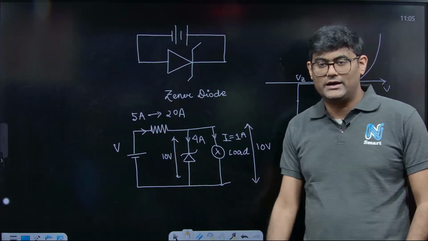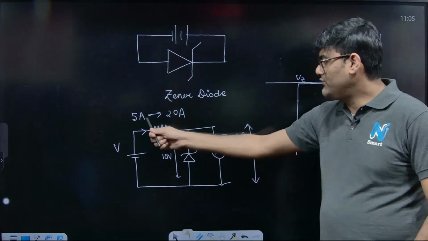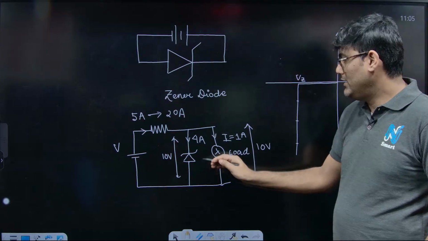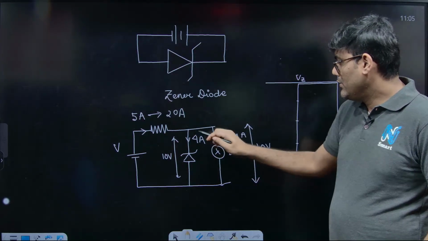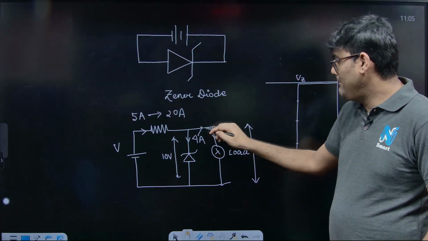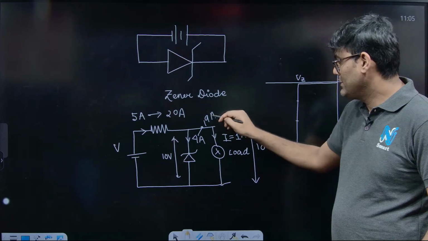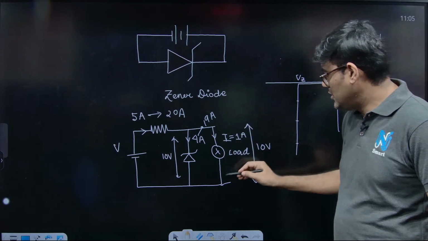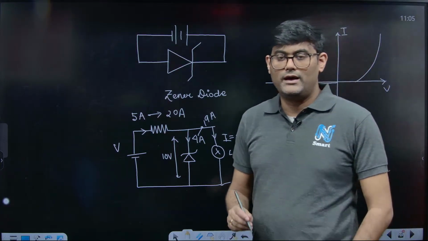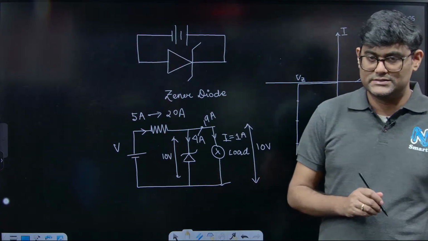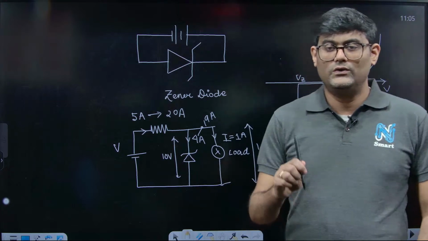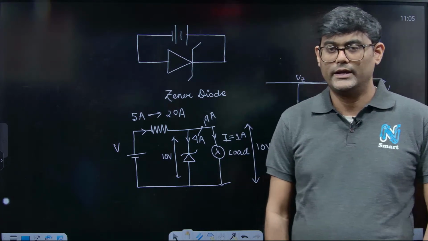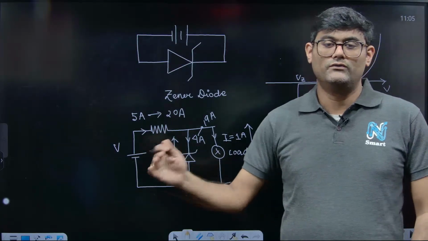What is the work of the Zener diode here? This current which has gone from 5 to 20 ampere, this Zener diode will now carry 19 ampere of that 20 ampere. Zener diode will carry 19 ampere current and it will make sure that the load or the electrical appliances will again carry only 1 ampere current, right? So that is the use of Zener diode.